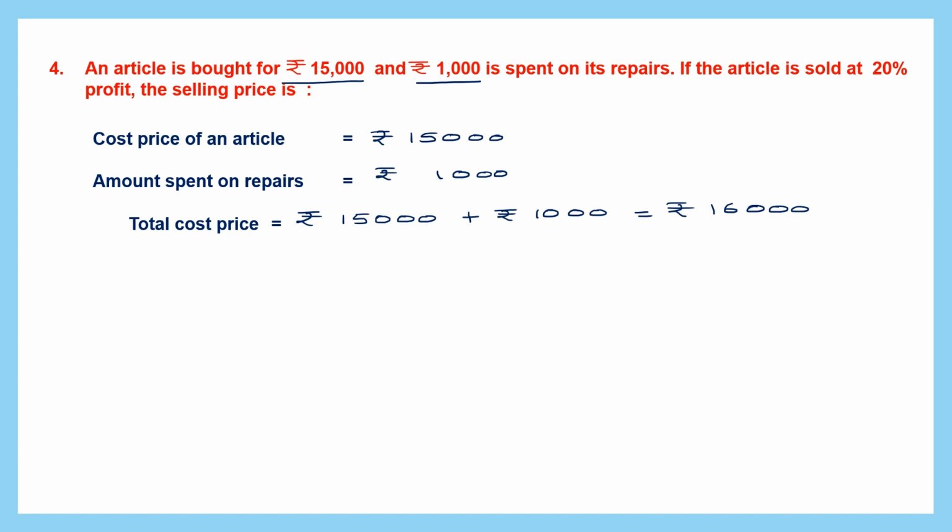Now the rest of the question, the article is sold at 20% profit. That means there was a profit. So profit will be 20% of the cost price, and that is 16,000.